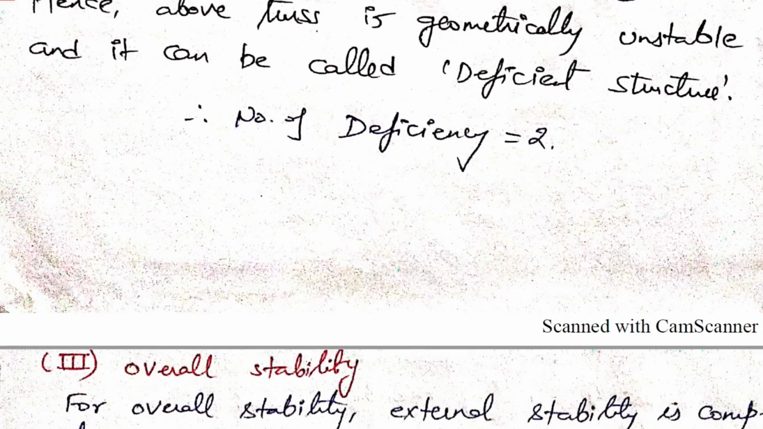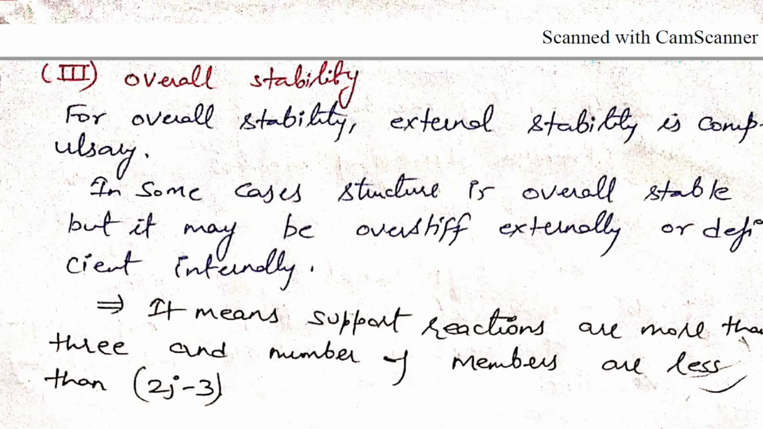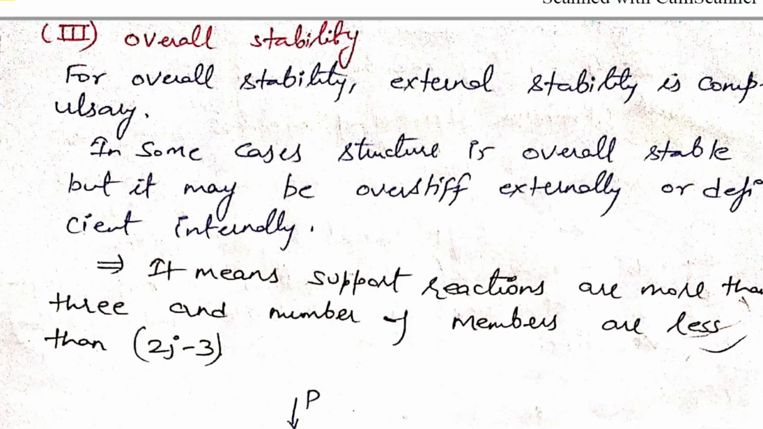Now let's discuss the overall stability. What is overall stability? For the overall stability of any structure, external stability is compulsory. If our external stability is satisfied, then our overall structure is stable. In some cases the structure is overall stable, but it may be over stiff externally or deficient internally.